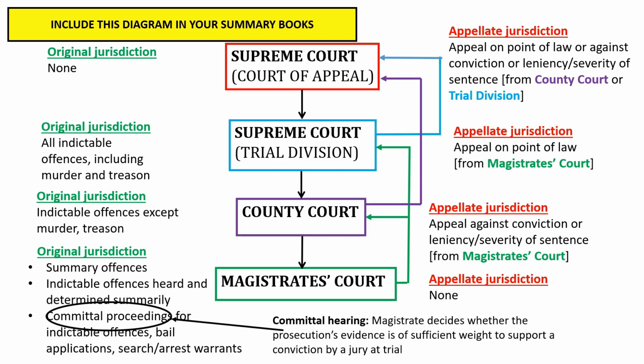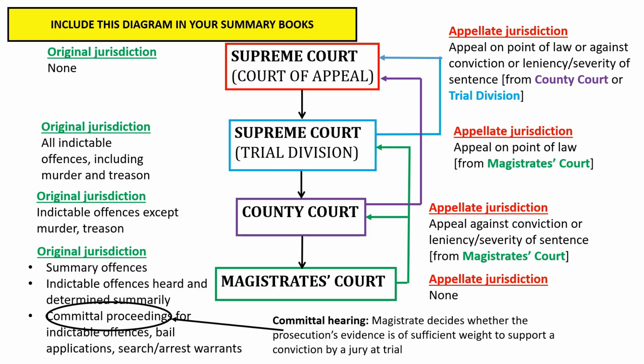The third ground on which a decision of the county court or the trial division can be appealed to the Court of Appeal is where the prosecution appeals against the leniency of the sentence that the accused has received in the county court or the trial division. In such a case, the accused has been found guilty, and the judge has imposed a sentence on the accused, but the prosecution believes that that sentence is too light.